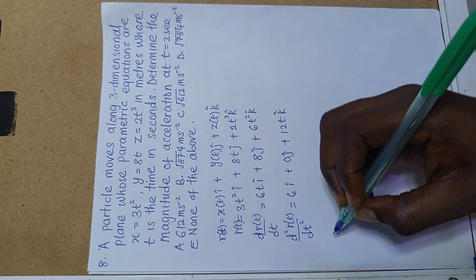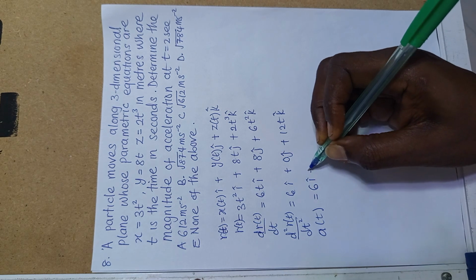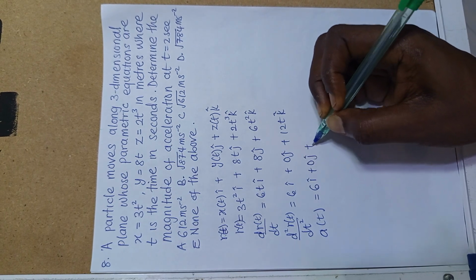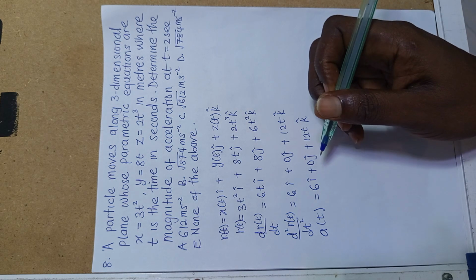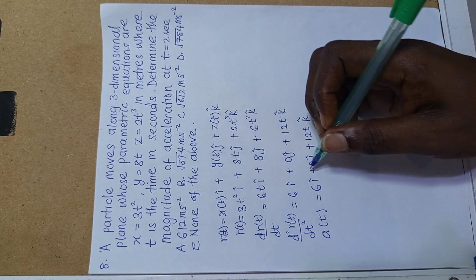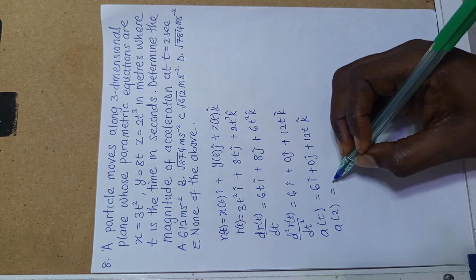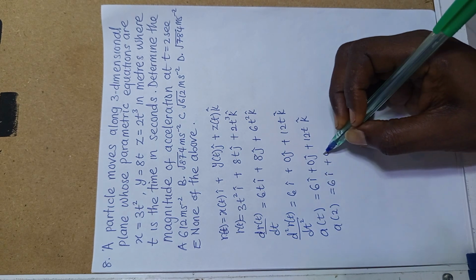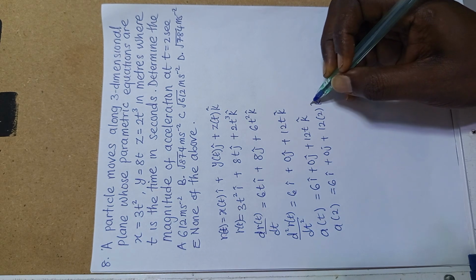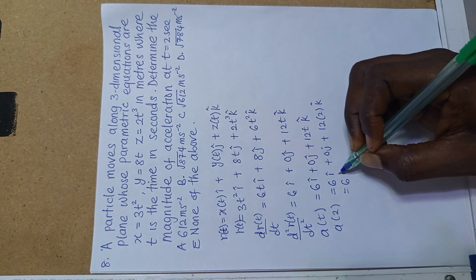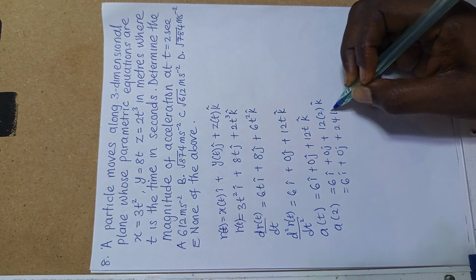Now, this is acceleration in form of t. Please take note of that. I mean acceleration as a function of t. Then what do we need to find? Find the acceleration at 2 seconds. So 6i plus 0j plus 12 times 2 k will finally give us 6i plus 0j plus 24k.